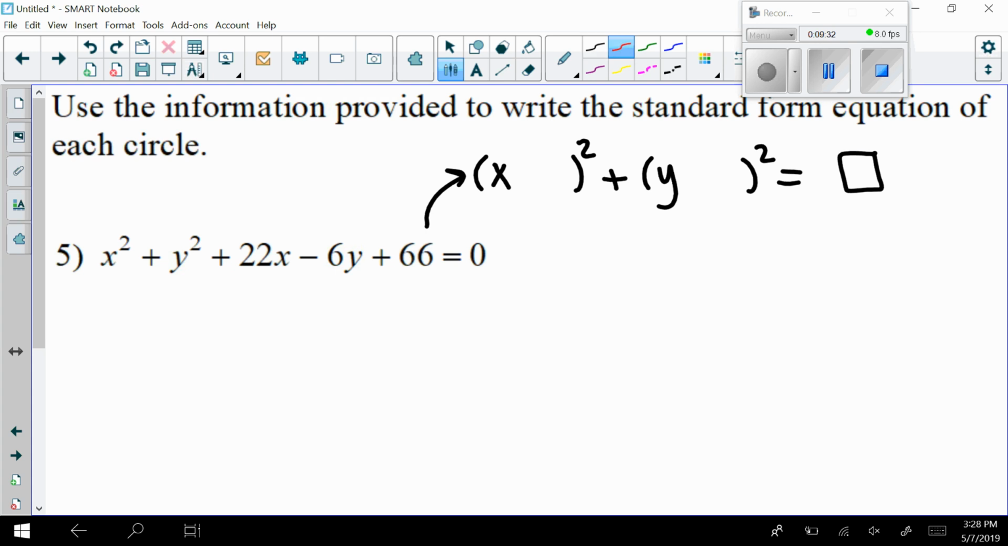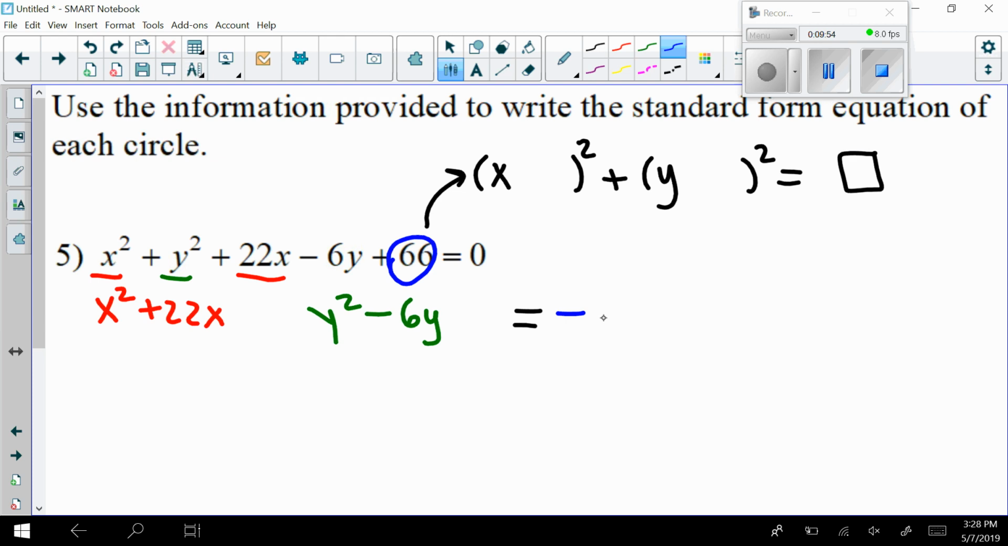So the first thing we're going to do is rearrange my equation. I want all the x's to be together, and I want all the y's to be together. Notice I left some room, and you'll see in a second why. And I want all the numbers to be moved over to the right of my equal sign. I'm going to subtract 66. And what we essentially want is when we factor, we want the parentheses to be the same so we can write it as a perfect square.